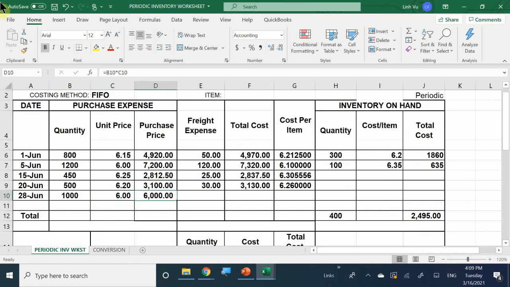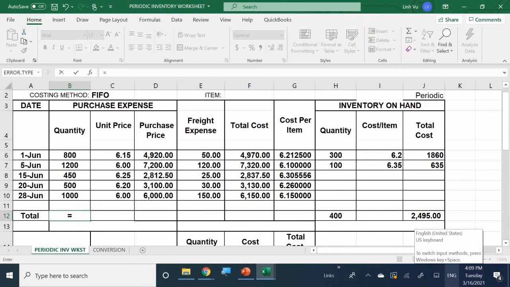Oh, Excel's noticing I'm calculating something. So here, I have $6,000 in my purchase price. What was my freight? My freight, let's say, was $150. So what's my total cost going to be? $6,150, making my total cost per item $6.15. So now, let's go ahead and calculate my totals.